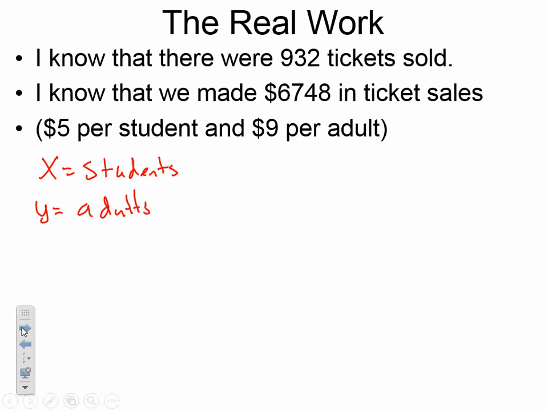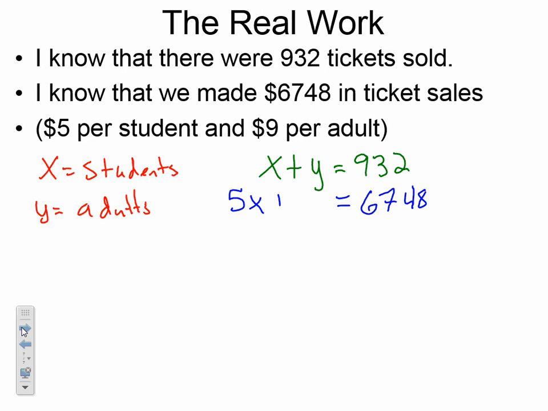So now we're going to use what we know to write two equations. Our first one, total number of tickets. So that's just going to be x plus y equals 932. Next thing we need to know is how much money we made. So we know it equals $6,748. We also know it costs $5 for students to get in and $9 for adults.